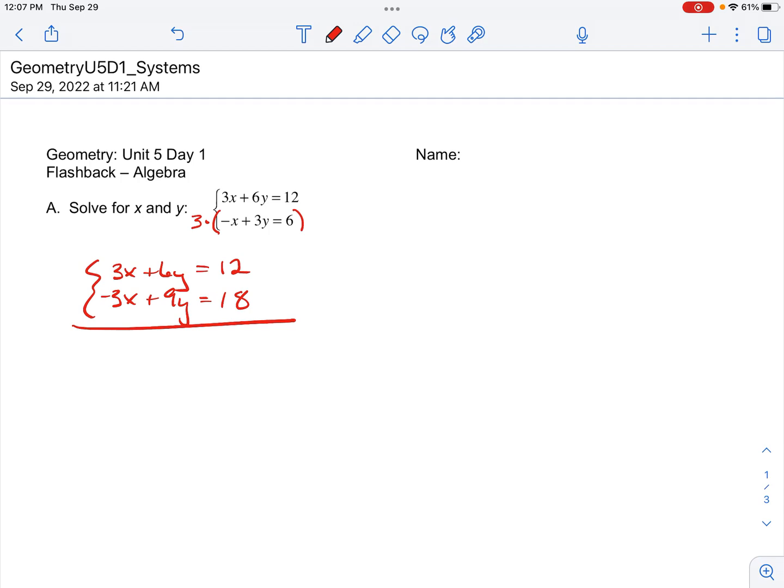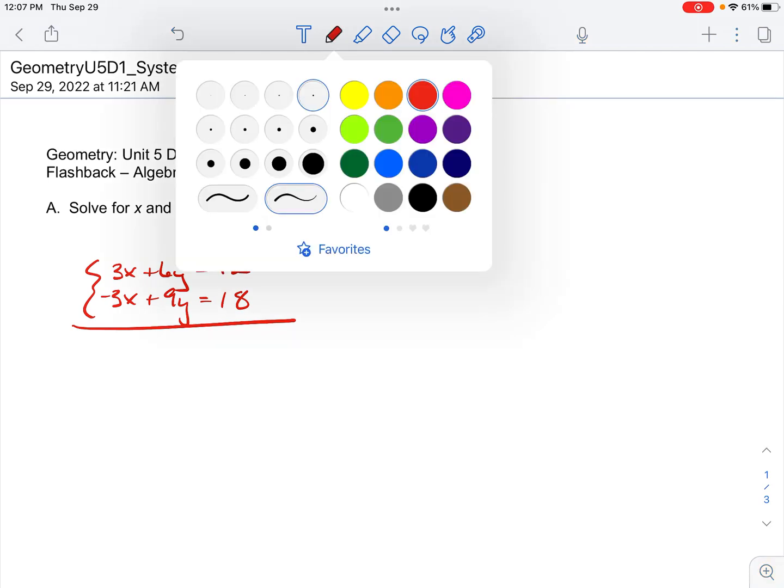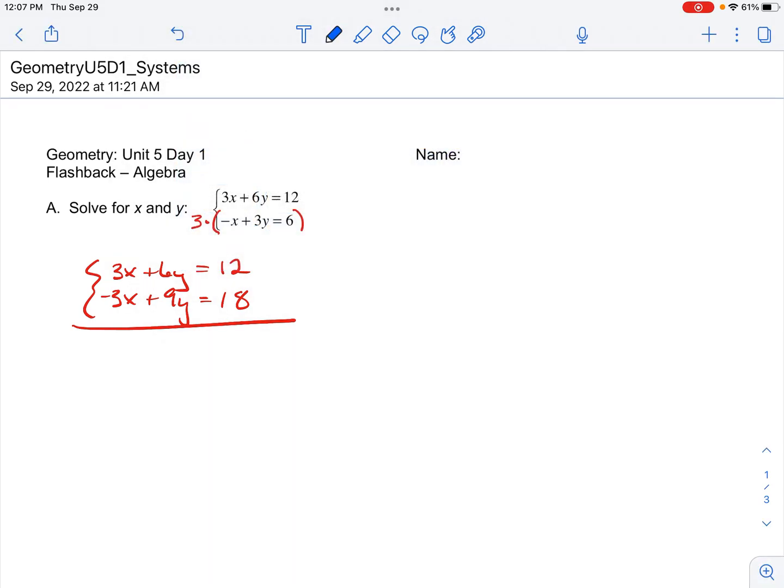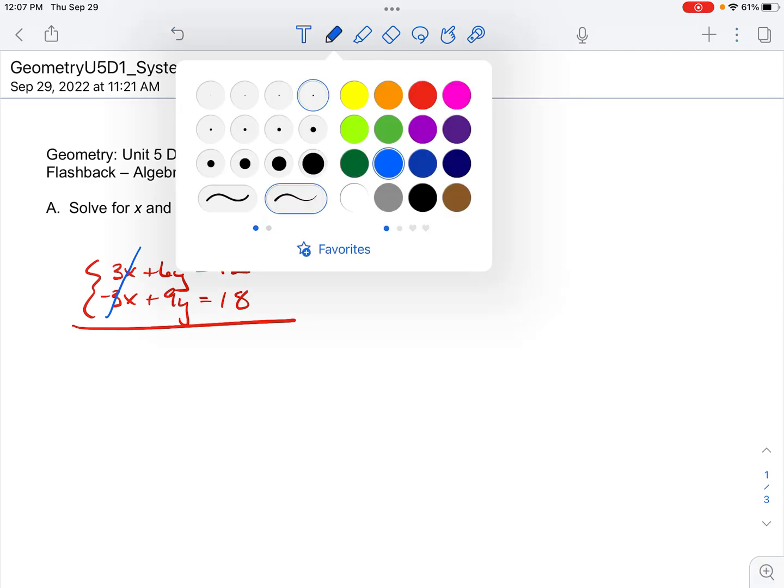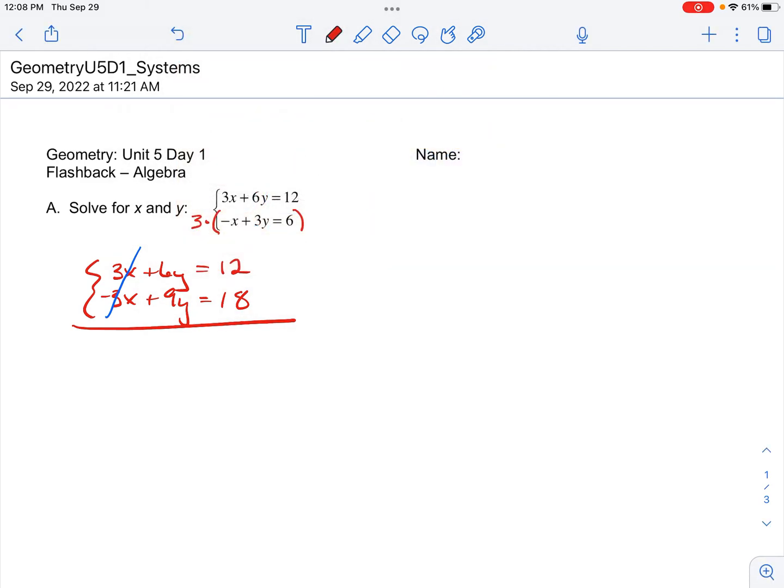And now I'm set up to combine them. Now, some people call this elimination because of this move right here. When we add the 3x and the negative 3x, those combine to be 0x. So they're eliminated. We're left with 15y equaling 30. And now I can easily solve for y. Divide both sides by 15, and y will equal 2.